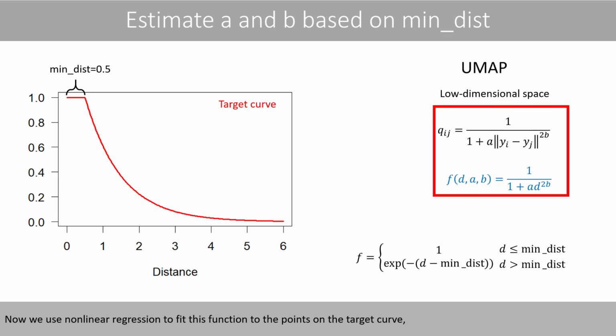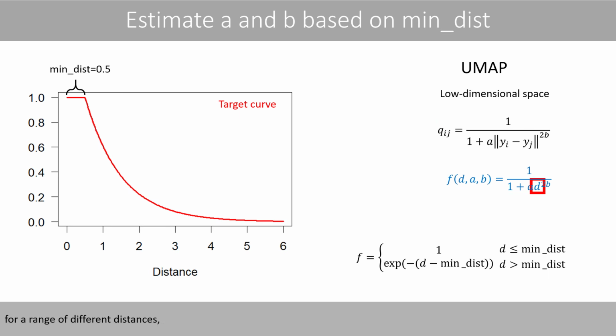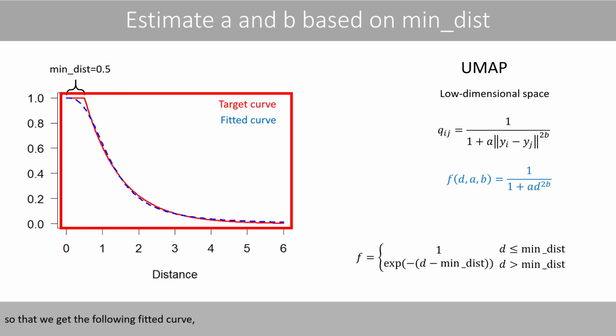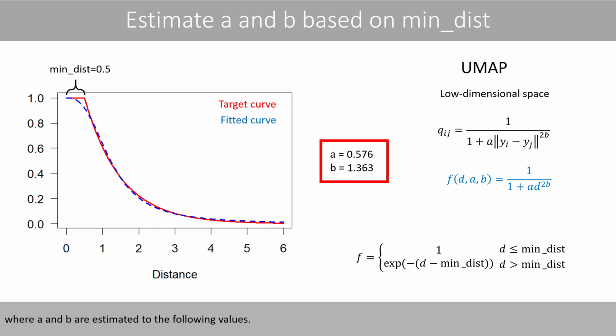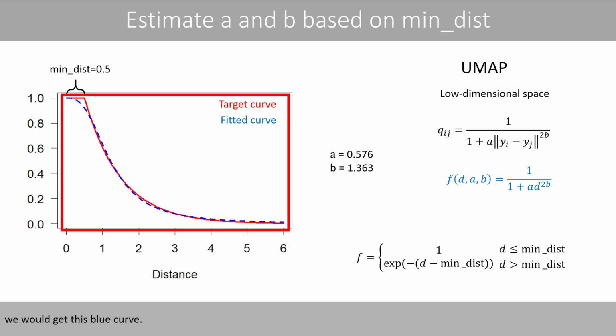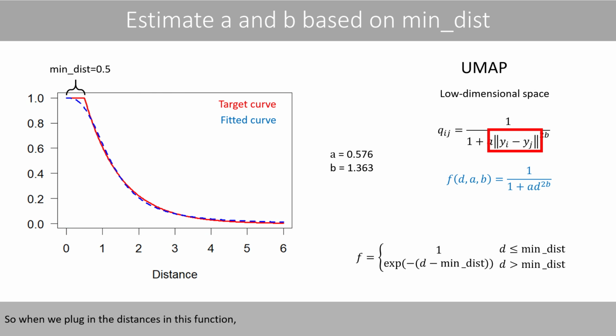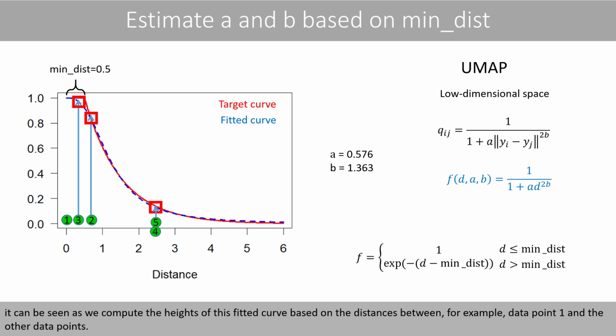Now we use nonlinear regression to fit this function to the points on the target curve for a range of different distances, so that we get the following fitted curve, where A and B are estimated to the following values. If we would plug in these values here and change the value of d between 0 and 6, we would get this blue curve. So when we plug in the distances in this function, it can be seen as we compute the heights of this fitted curve based on the distances between, for example, data point 1 and the other data points.